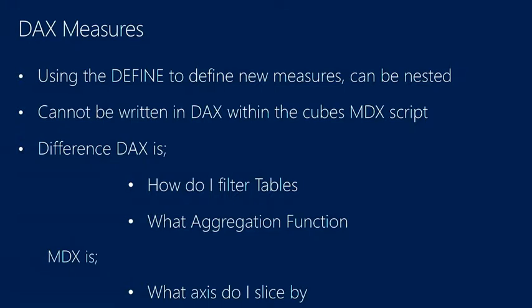One of the big differences between DAX and MDX, and it's a different way of thinking. When you write a DAX query, you think more about how do I filter the data in order to get what I want, and what aggregation function do I apply. Whereas with MDX, it's how do I slice, what axis am I looking at? So that's the big difference between the two.